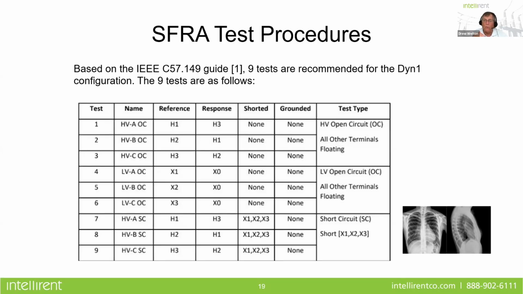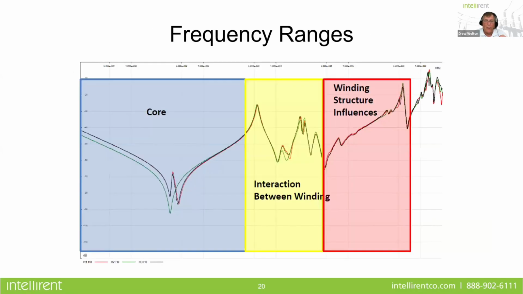One is called the high voltage open circuit test, where all your other terminals are floating. And then you're going to do a low voltage open circuit test. And then you're going to do a short circuit test, because areas in which you might find abnormalities are going to indicate where that fault might be or what the fault came from.